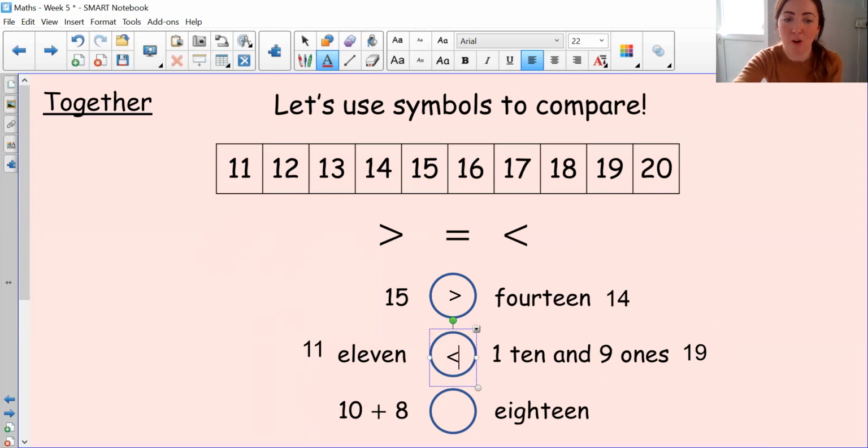And then finally, we've got 10 and 8 compared with this number word. What is 10 add 8? Can you work it out for me? 10 add 8, or 1 10 and 8 ones, is 18. And then what's this number word? Ah, it's 18, isn't it? So what symbol needs to go here? That's right, equals. 10 add 8 is equal to 18. They are the same.